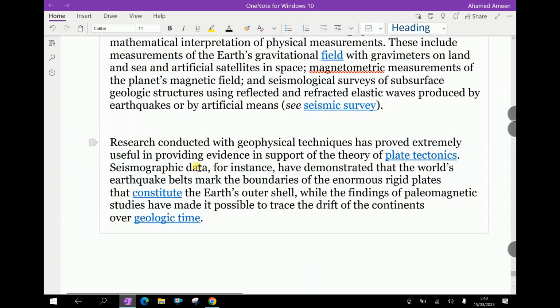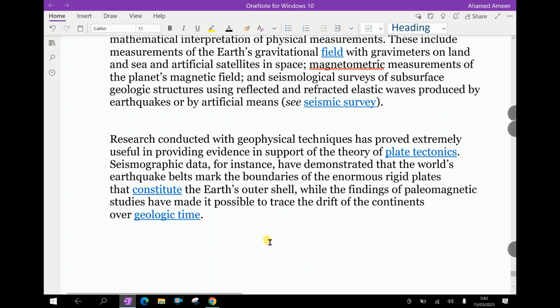Research conducted with geophysical techniques has proved extremely useful in providing evidence in support of the theory of plate tectonics. Seismographic data, for instance, have demonstrated that the world's earthquake belts mark the boundaries of the enormous rigid plates that constitute the Earth's outer shell, while the findings of paleomagnetic studies have made it possible to trace the drift of the continents over geologic time.